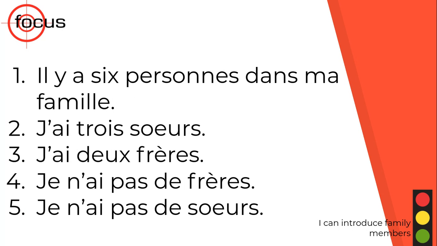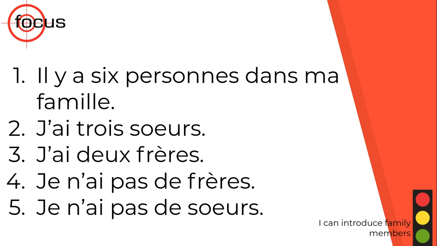Okay, let's check your answers. So for number 1, you should have il y a 6 personnes dans ma famille. For number 2, you should have j'ai 3 sœurs. Number 3, j'ai 2 frères. Number 4, je n'ai pas de frères. And then number 5, je n'ai pas de sœurs.